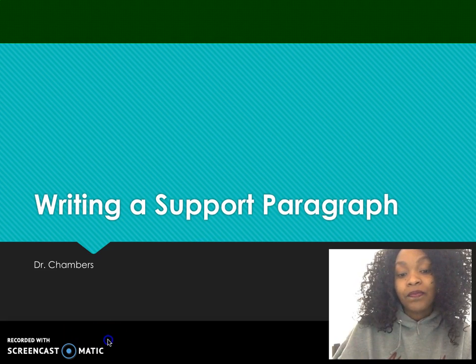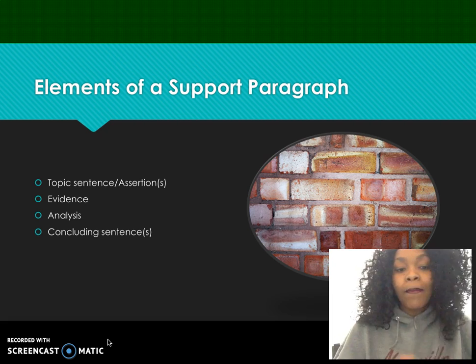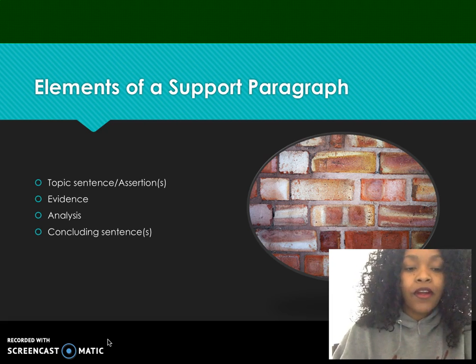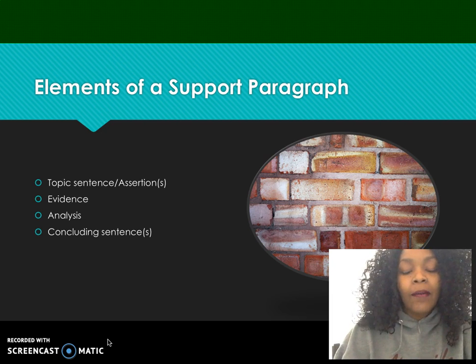So the first thing, the elements of a support paragraph. There are 4 major elements of a support paragraph. You have your topic sentence or your assertions. Assertions are also known as opinions. That is the sentence that's going to guide the rest of the paragraph. Usually, in a persuasive essay, it's going to have your opinion. But in an expository essay where you're just doing unbiased writing, it would still be a topic sentence.